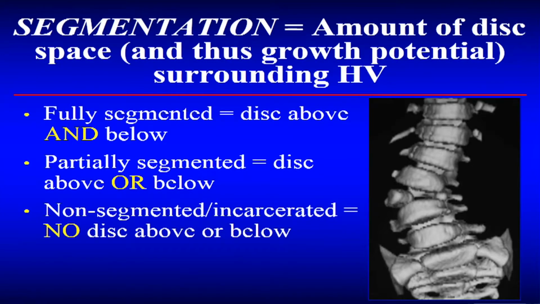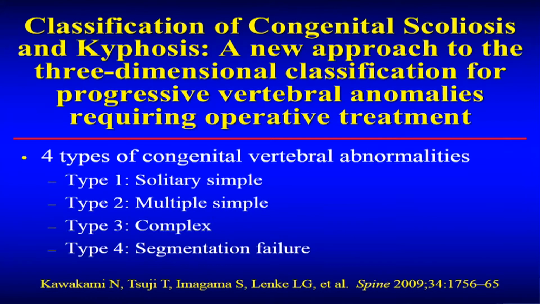Segmentation of a hemivertebra refers to the amount of disc space, and thus growth potential, above and below the hemivertebra. A fully segmented segment has disc above and below, and partially segmented means disc is only found above or below. Non-segmented, incarcerated means no disc above or below, and obviously those have the most favorable natural history.